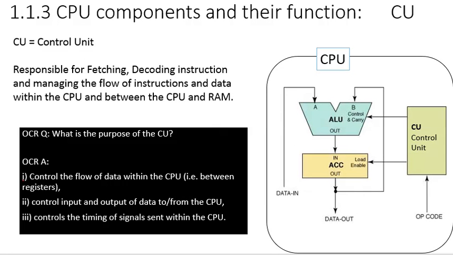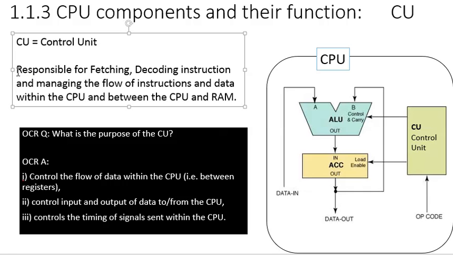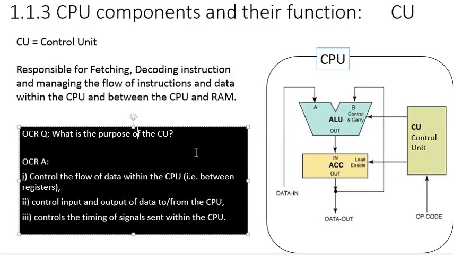Right, the second CPU component and its function, CU, the control unit. The control unit is responsible for fetching, decoding instructions and managing the flow of instructions and data within the CPU and between the CPU and RAM. Actual OCR question: what is the purpose of the CU, the control unit?